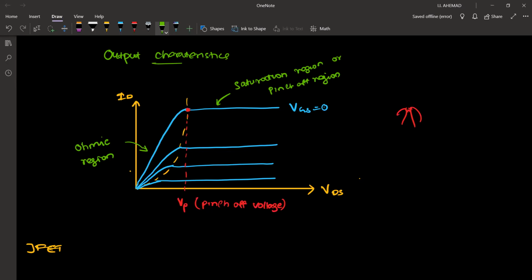When we continuously increase VDS, after a certain value, it will undergo a breakdown. So we cannot increase the voltage forever. The current suddenly increases. After that, it is spoiled. So this part we call the breakdown region.